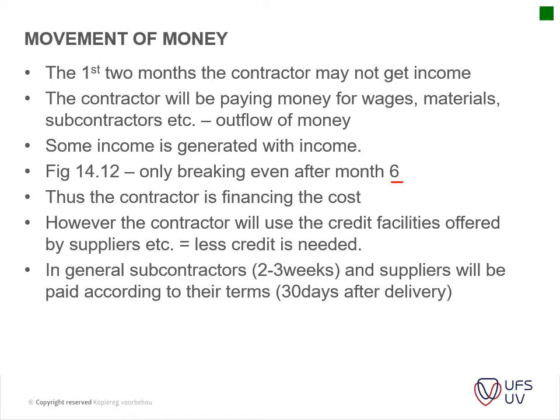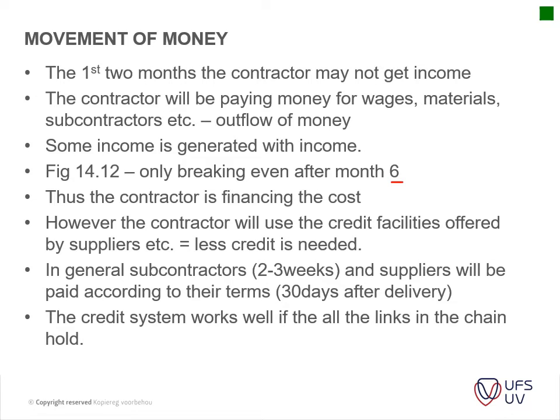In general, subcontractors you pay within 2 to 3 weeks, and suppliers will be paid according to their terms, 30 days after delivery or so. And it really depends on how it works. In South Africa, it's very much a system of get paid when you are paid, which the new contracts are trying to alleviate, because some of the subcontractors did suffer quite a lot through this process.